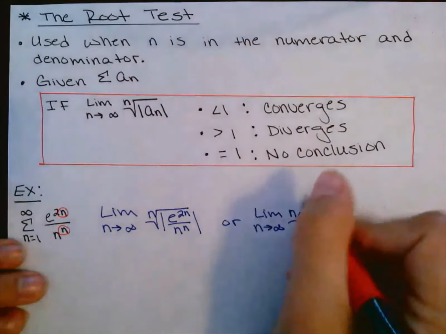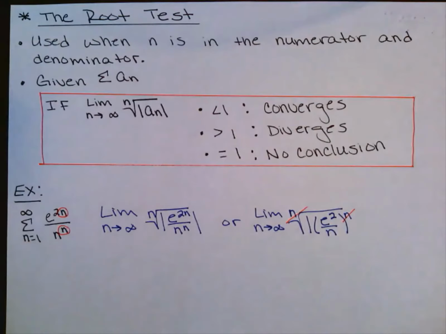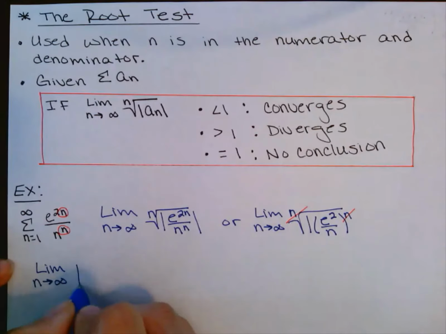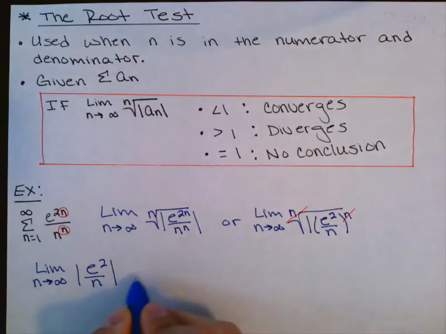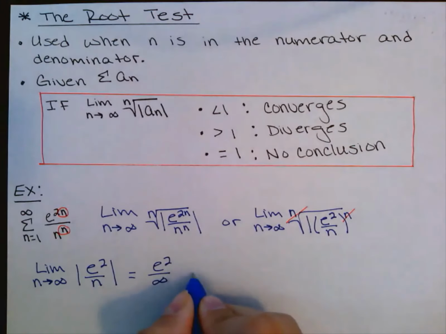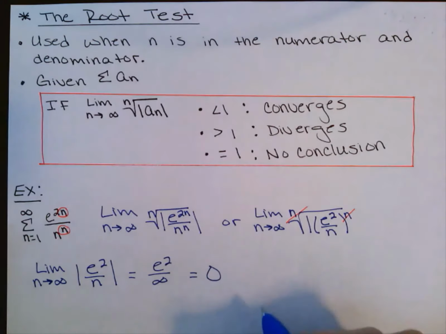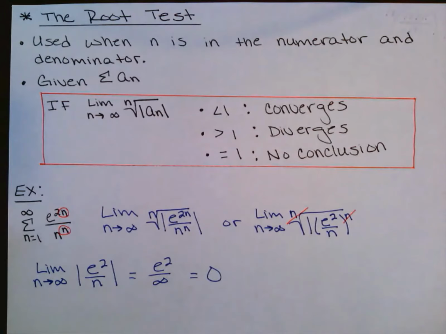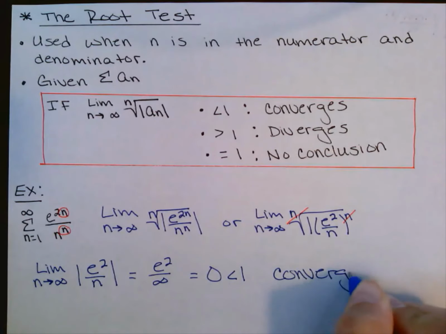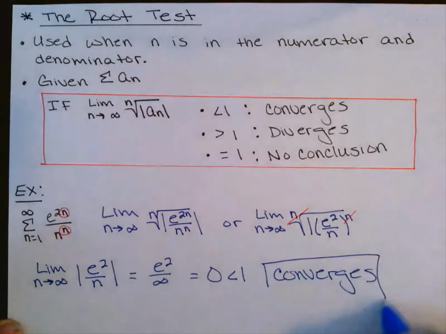Okay, so here, this nth root and this n cancel, and what I'm working with is the limit as n approaches infinity of the absolute value of e squared over n. Now if I plug that infinity in, this is e squared over infinity. I don't need the absolute value bars because this is already positive, and this is a bottom heavy fraction, so this equals 0. And because 0 is less than 1, this converges. Okay? Let's take a look at the next one.